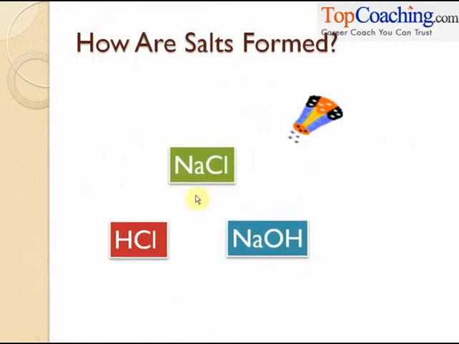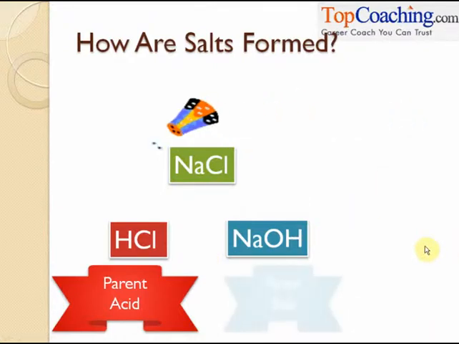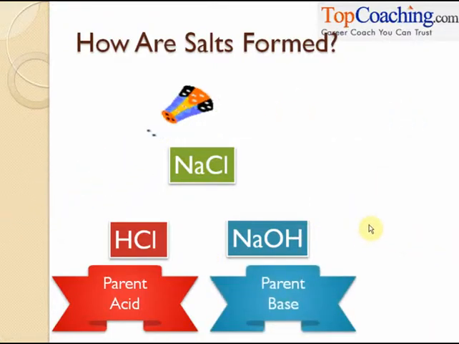Now, there's one interesting thing related to the formation of a salt. If a salt is formed from acid A and base B, in that case, the acid A is called the parent acid of the salt and the base is called the parent base of the salt. So since sodium chloride is formed when hydrochloric acid and sodium hydroxide react together, hydrochloric acid is the parent acid of sodium chloride and sodium hydroxide is the parent base of sodium chloride.